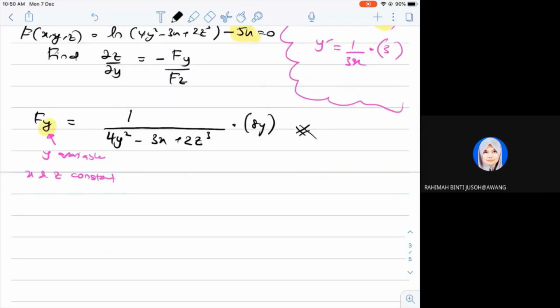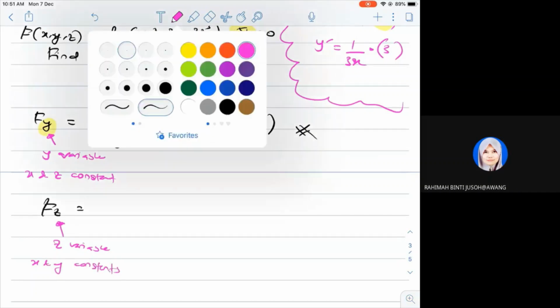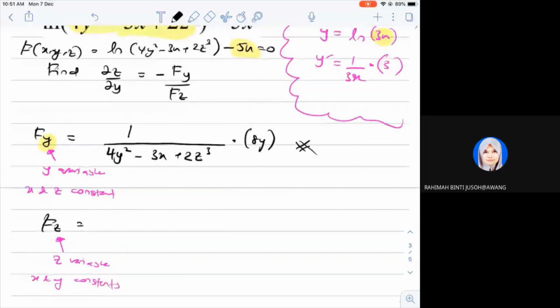Okay, next we need to find the fz. Differentiate with respect to z. Again, I would like to remind you, right now z is the variable, and then x and y become the constants. So now let us differentiate this ln. So again, 1 over everything. Okay, guys, 1 over everything: 4y squared minus 3x plus 2z cubed.